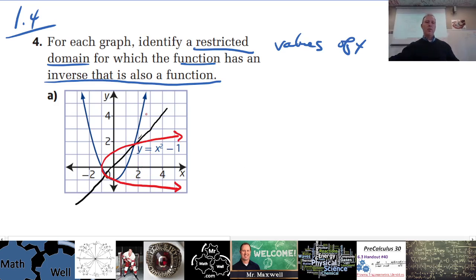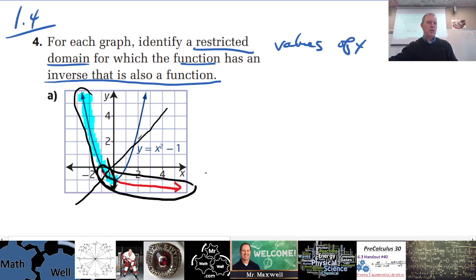But if I were to consider just this part of the original graph, just half of the parabola, if I slice it right down the middle, the inverse to this one would be just the bottom half of the graph. You see, if I just focused on this part of the original graph, then just this part of the inverse graph would be its inverse. And this itself is a function.